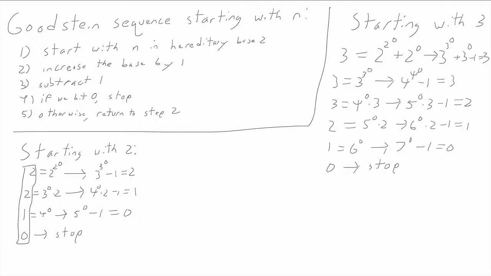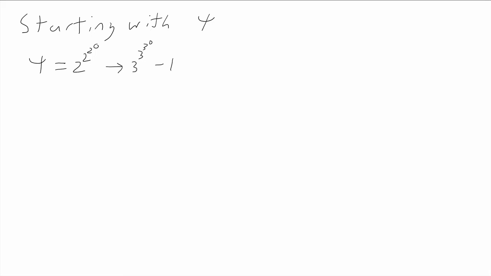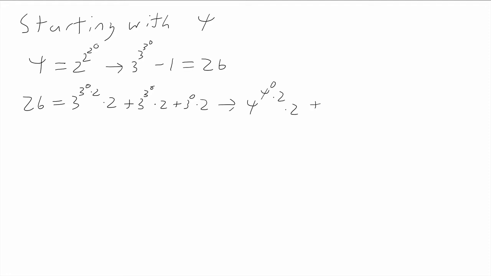The Goodstein sequence with 4 looks a little different, though. In hereditary base 2, 4 is 2 squared. So the next element of this sequence is 3 to the 3 minus 1, which is 26. In hereditary base 3, 26 is 3 squared times 2 plus etc. So the next element is 4 squared times 2 plus etc., which is 41. And this actually keeps going for a while. It's not exploding, but it does seem to keep getting bigger. In fact, it keeps getting bigger for a long time before it starts getting smaller.